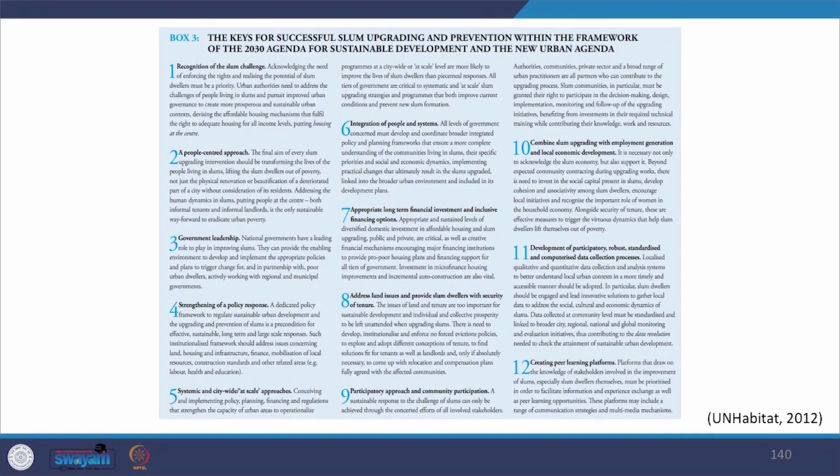Further, we see that the document highlights the need for development of participatory, robust, standardized and computerized data collection process. UN explains that localized qualitative and quantitative data collection and analysis system is important for better understanding by the local urban bodies as well as the other agencies, and interventions can be taken at different levels. So managing the data, analyzing that and also keeping ourselves informed is very important.